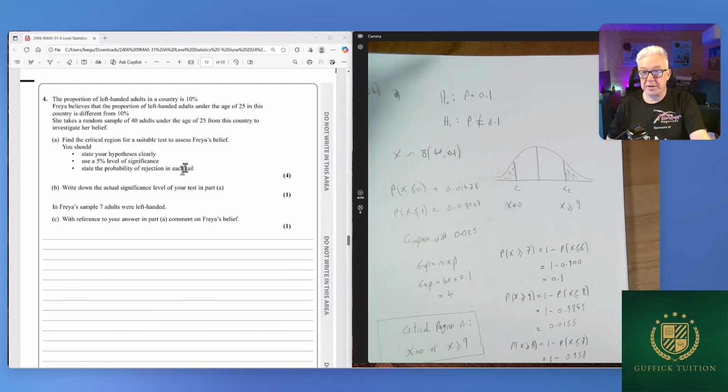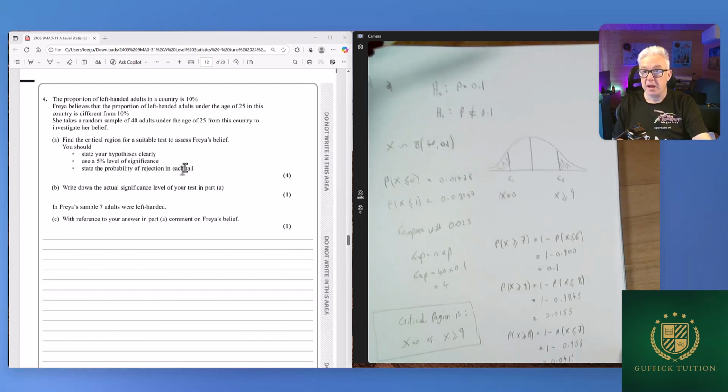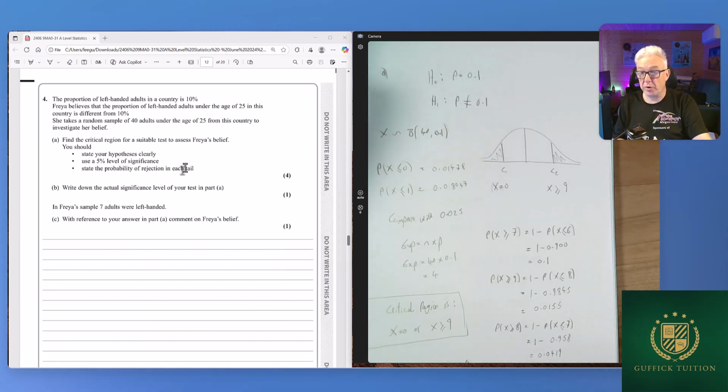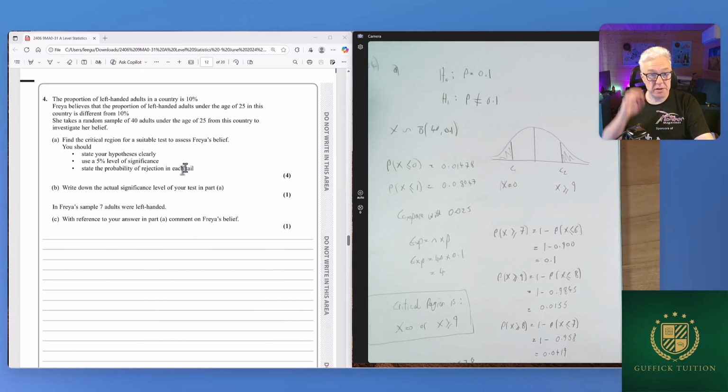Okay, so step 1 then, let's write down our null and our alternative hypothesis. So the null hypothesis is that the probability of being left-handed is 0.1. And our alternative hypothesis is that it's going to be not equal to 0.1 because Freya believes it's different.